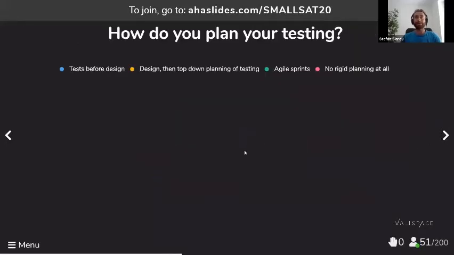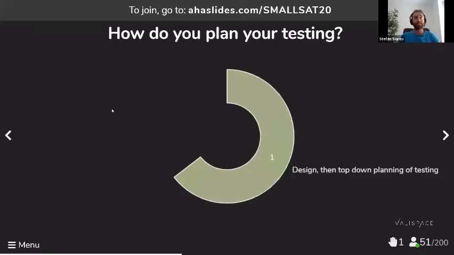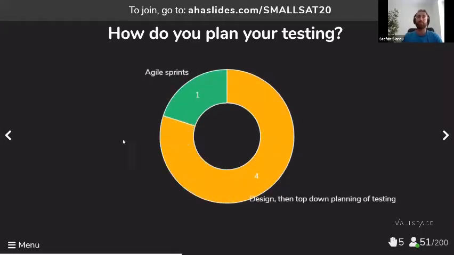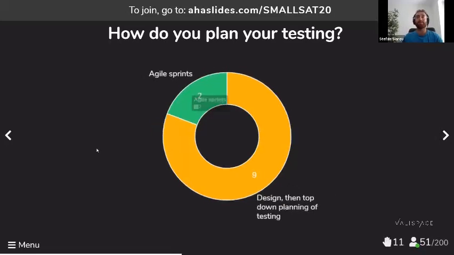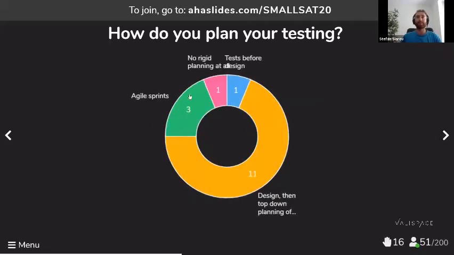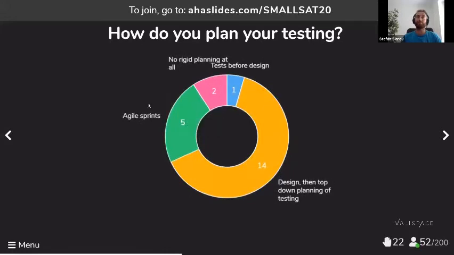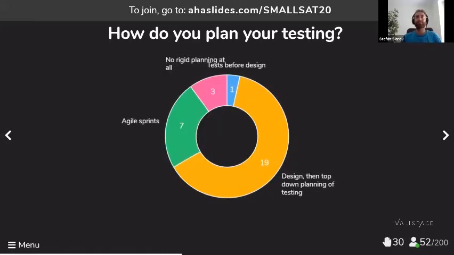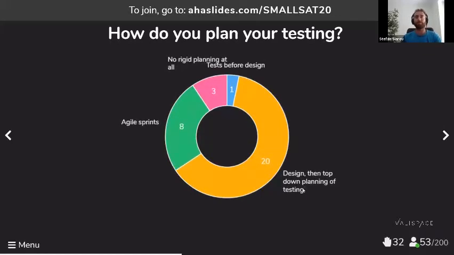And then one last question before we dive deep. How do you plan your testing? Do you typically plan for testing, everything before design? Do you do everything maybe in agile sprints? Design and top-down planning? No rigid planning at all? Okay. Okay, so the majority of the people here are designing and then doing a top-down approach of planning the testing.